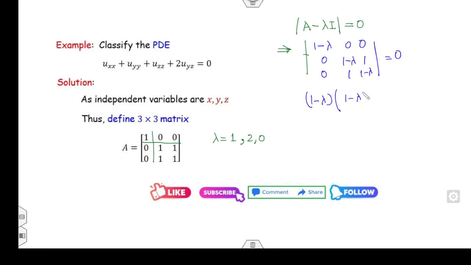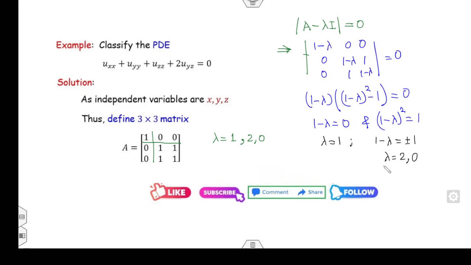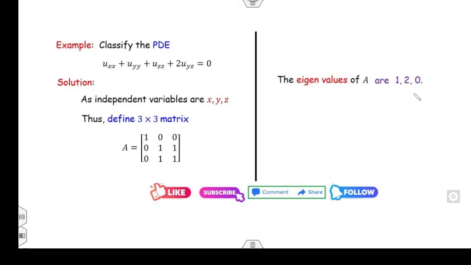Into (1 minus lambda) square minus 1 is equal to 0. तो यहां से एक तो ये चीज 0 हो गई, and (1 minus lambda) square is equal to 1. यहां से आगे आपके पास lambda is 1, इसको प्लस माइनस हो जाएगा. Fine. So that implies either lambda is 2 or lambda is 0. So 1, 2 and 0 are the eigenvalues. So अगर एक eigenvalue आपको 0 आ गई, that means the given partial differential equation is parabolic.